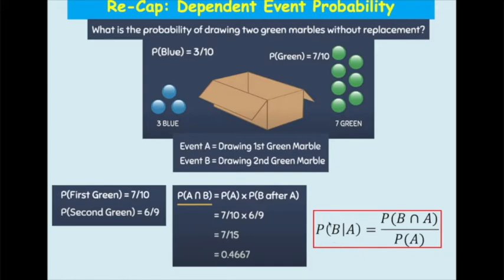Now, this is similar to the conditional probability formula that you know. This probability of B after A is just the same as the probability of B given A, which is equal to the probability of B intersection A. Remember, the probability of B intersection A is just the same as the probability of A intersection B, divided by the probability of A. So what I'm doing here is putting the probability of B after A as the subject, and then you have the conditional probability.